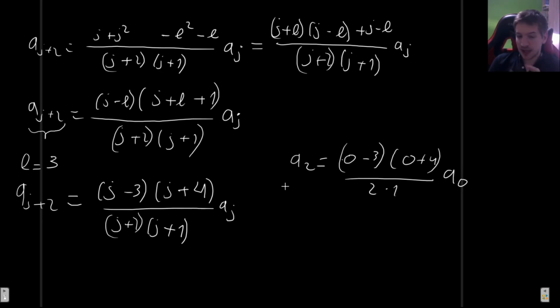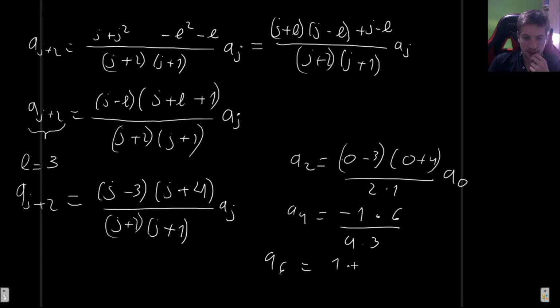And what happens then with a4? a4 will then be, that means j equals 2, that's going to be minus 1 times 6 divided by 4 times 3. And a6 is going to be, well, this time j is going to be equal to 4, because remember, we're going only in even, we can't really go from one to the other. That's going to mean 1 times 5 divided by 6 times 5, and so on and so forth.